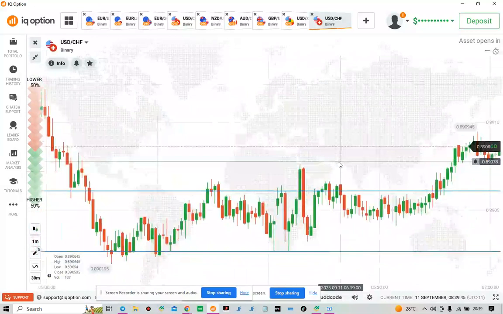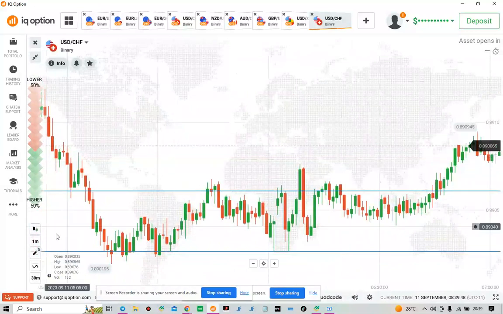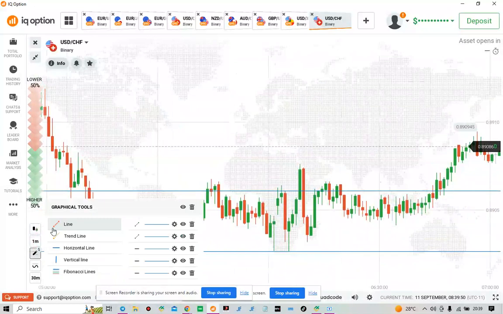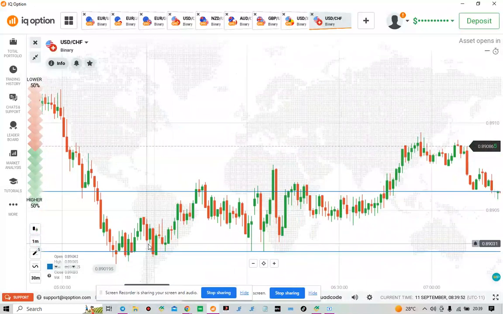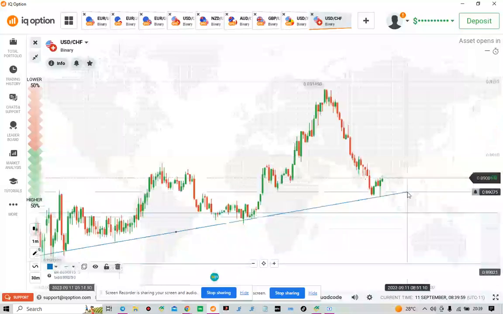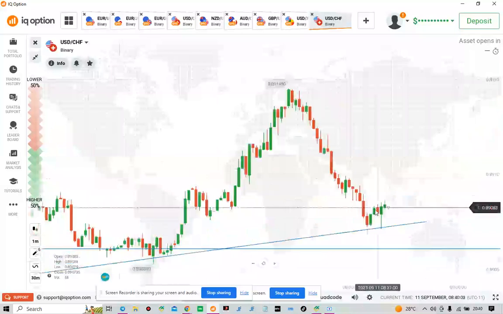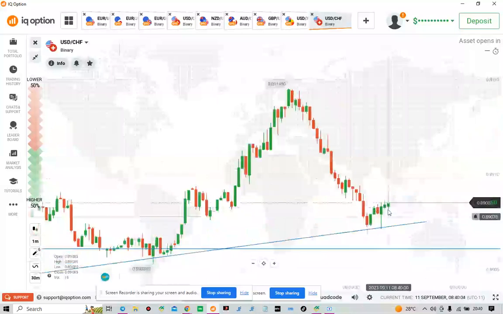But you just have to understand the market structure. Also, if you look at this trend line, this indicates the bias is going up. And that is why the market made this strong downtrend. So this indicates the price will go up.